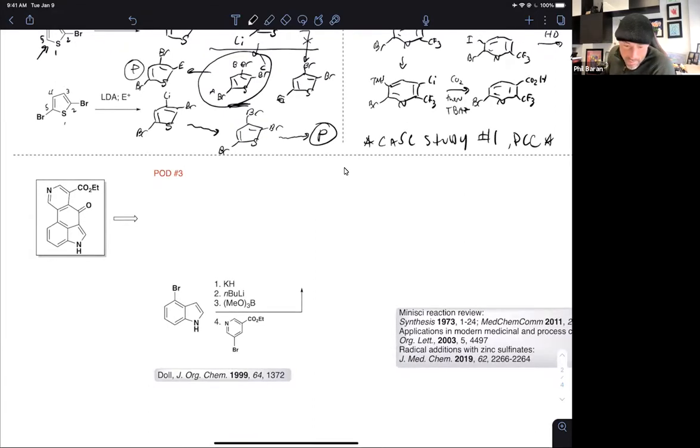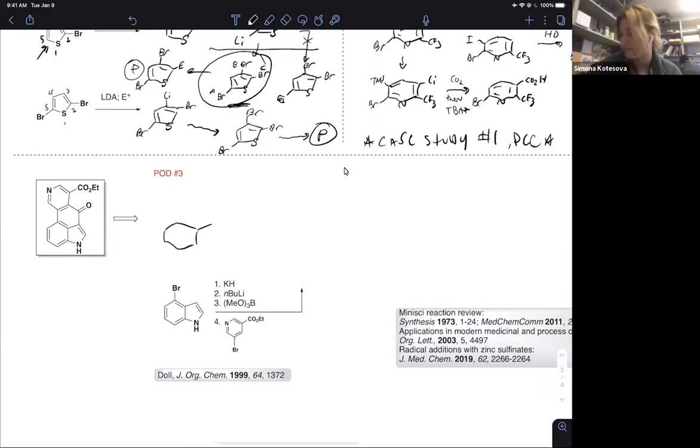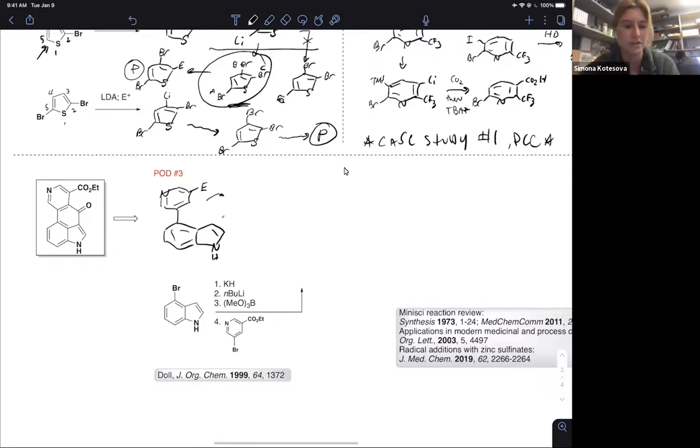Maybe Simona or maybe Nathan? Yeah, so you can disconnect between the carbonyl and the pyridine in a Minisci type disconnection. Fantastic. And that traces you back to an acyl radical, which you can get from an oxalate.